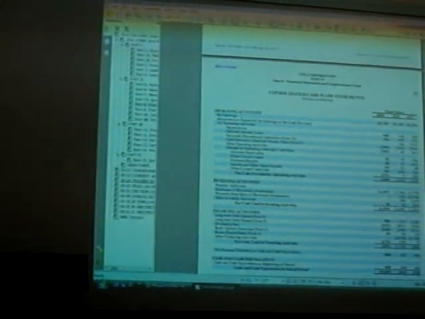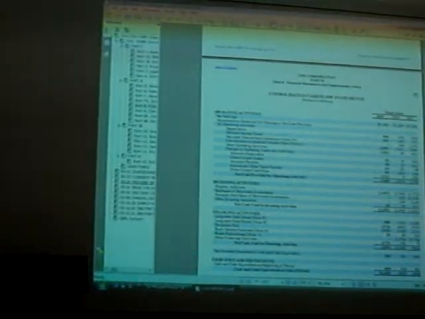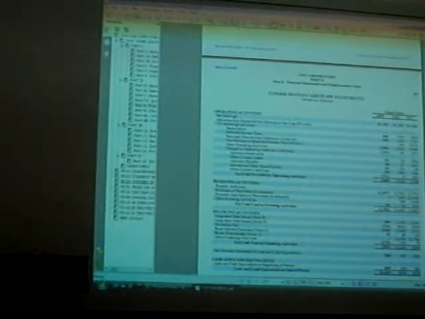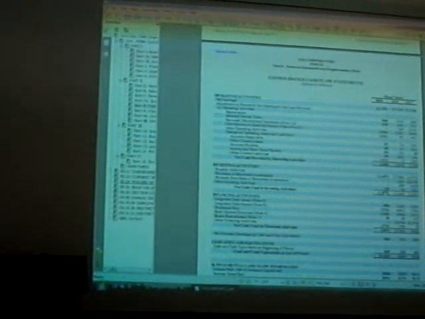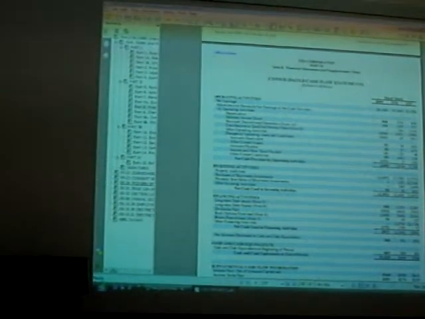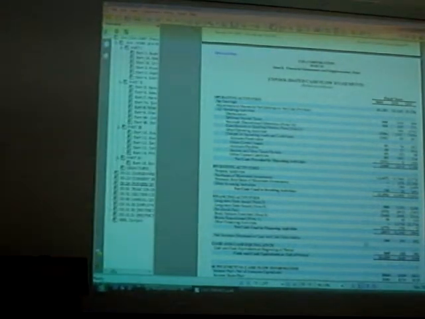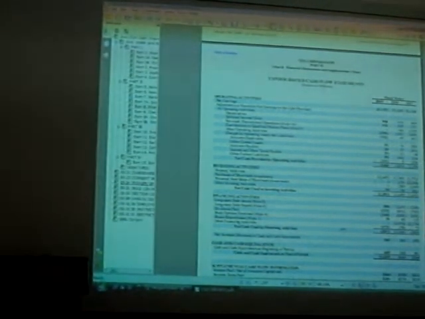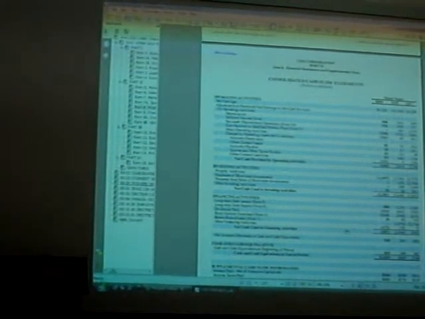Cash flows. Cash flows come from operations, investing, and financing. And if I look at them, operating cash flows are positive, investing are negative, and financing cash flows are also negative. Total cash flows are positive.